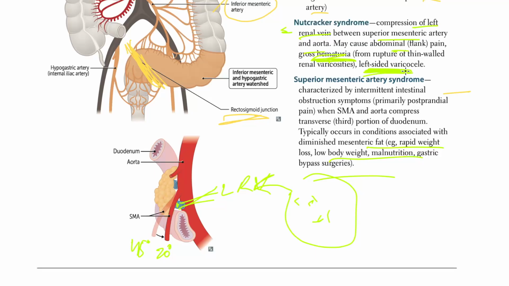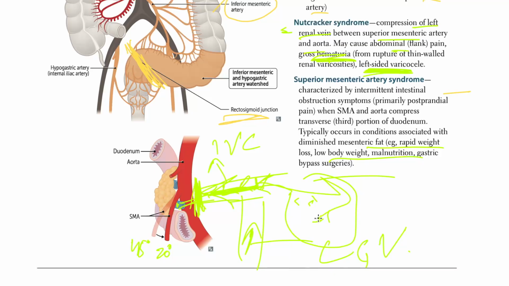Also, you have the left-sided varicocele because you have this left gonadal vein that was draining into the left renal, and that left renal was going back into the IVC. Because you have obstructed this place here, no flow is going to go back from here. So you have hematuria. No flow is going to go up, so you're going to have a varicocele, and you will have abdominal pain as well. That is the nutcracker syndrome.